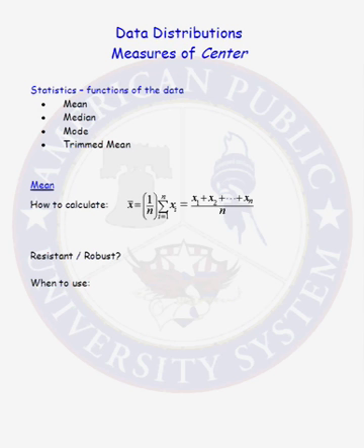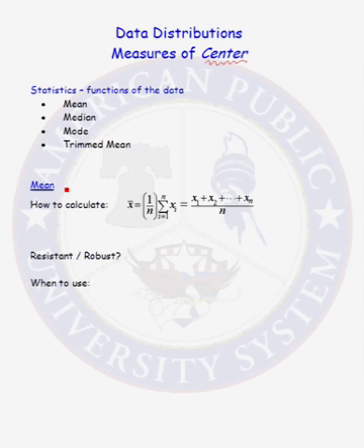In this lesson, we are going to talk about four different measures of center for data distributions. These four measures of center are all statistics or functions of the data. We have the mean, the arithmetic mean, the median of the data set, the mode of the data set, and the trimmed mean of the data set. Let's first talk about the mean.